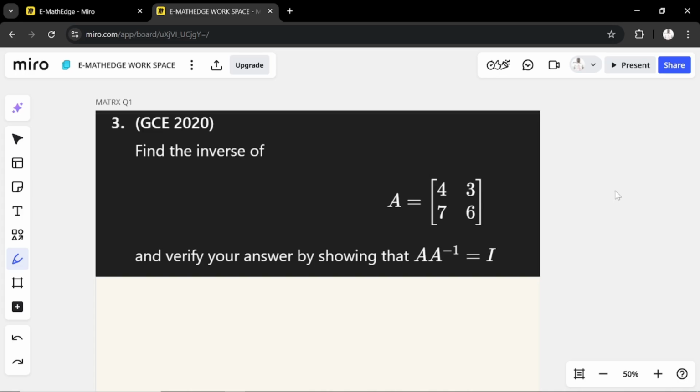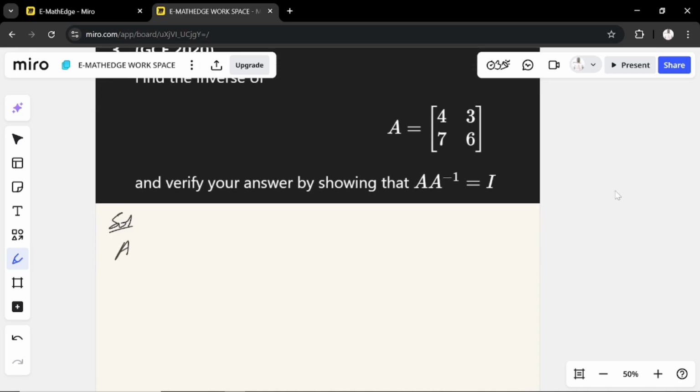So first and foremost, let's go ahead and find the inverse of the matrix A. We have matrix A to be equal to 4, 3, 7, and 6. Therefore, the inverse of matrix A, which is mostly represented by A to the power of -1, is going to be 1 over the determinant of that matrix A multiplied by the adjoint of that matrix A.